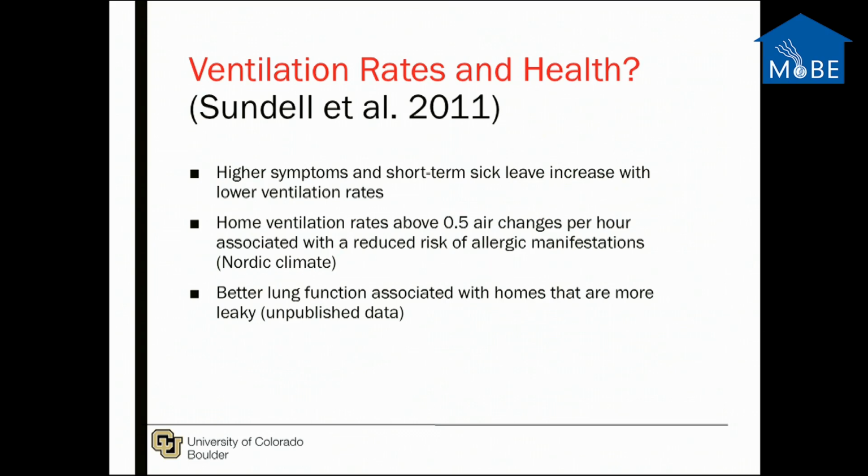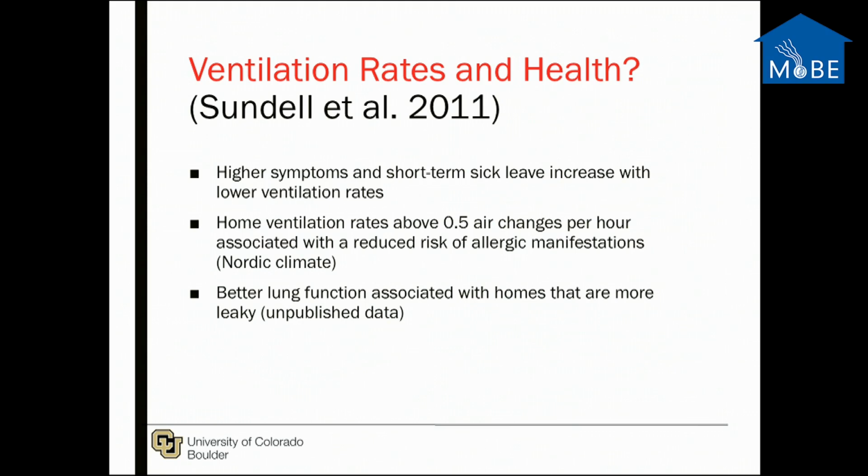endpoints improved. We see also that home ventilation rates above a half air changes per hour, which is pretty high for a typical US home these days, have been associated with reduced risk of allergenic manifestations among children. Recent unpublished data from my research group is showing a strong association between better lung function and homes that are more leaky. So we know we need ventilation.